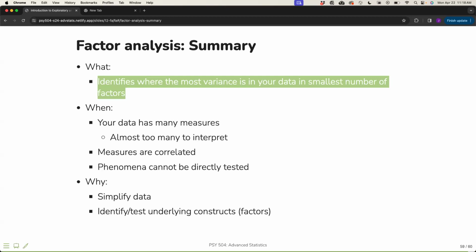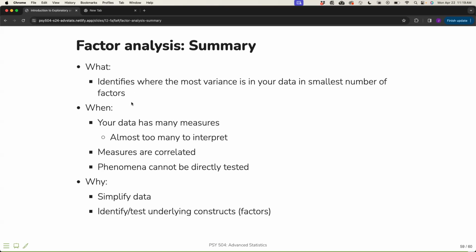Why should you use factor analysis? It helps simplify the data. It also allows us to identify underlying constructs of our data, but also allows us to test underlying constructs as well. So do we have a Big 5 or do we have a Big 6 in our data? And we can use structural equation modeling and confirmatory factor analysis to test these things, which makes it very useful.